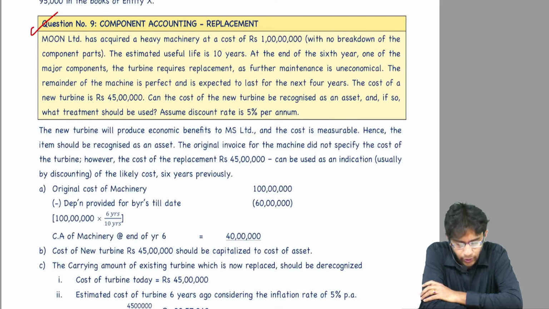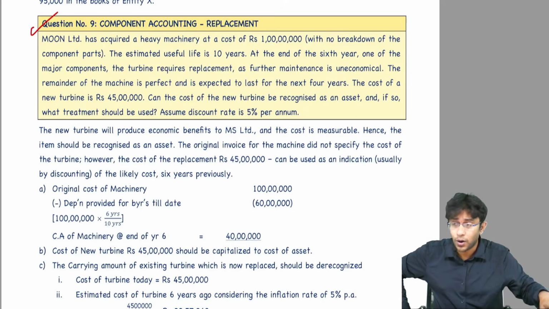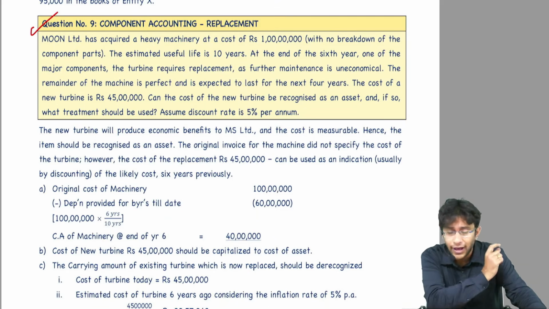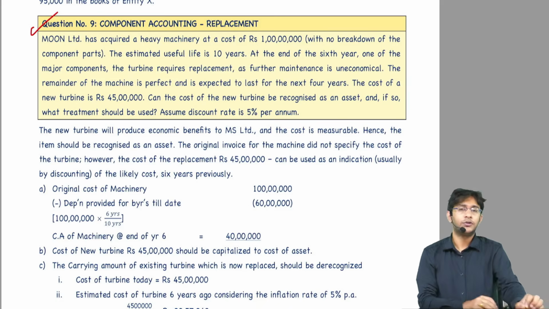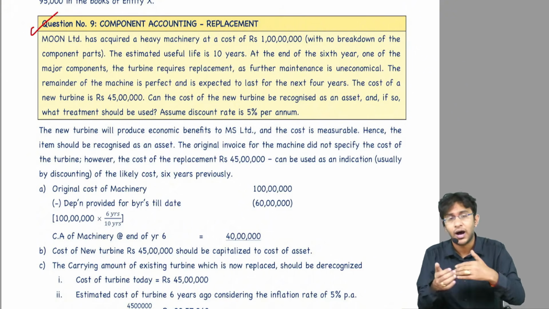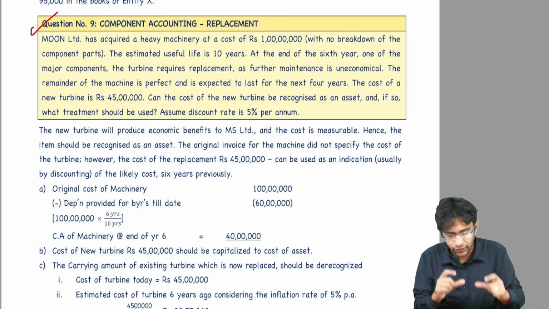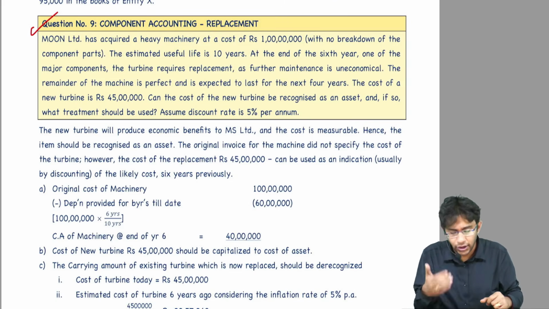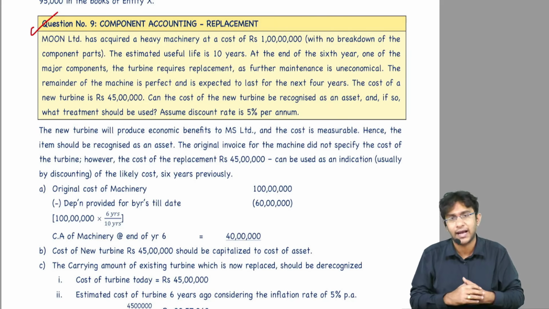Moon Limited has acquired a heavy machinery at a cost of 100 lakhs with no breakdown of the component parts. So you purchase a huge machinery that consists of so many components, but the breakup, the value of each component, you do not have. The estimated life is 10 years. At the end of the 6th year, one of the major components, the turbine, requires replacement as further maintenance is uneconomical. So you purchased an asset whose life is 10 years. After using it for 6 years, you say that one part, the turbine, requires replacement. The remainder of the machine is perfect and is expected to last for another 4 years. The cost of the new turbine is 45 lakhs.